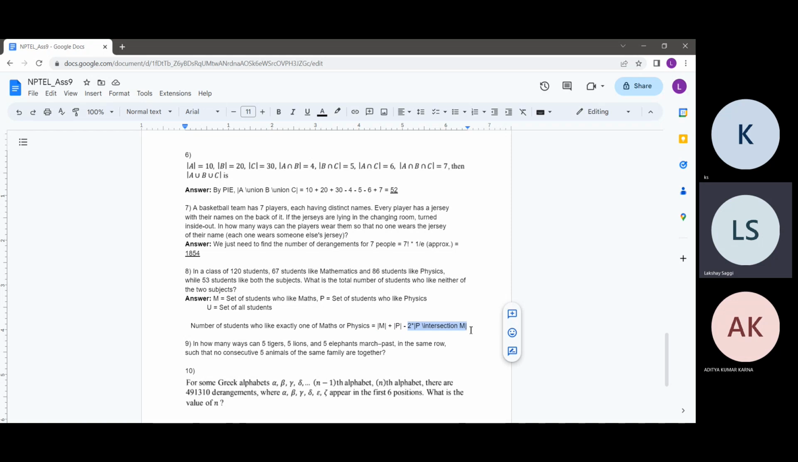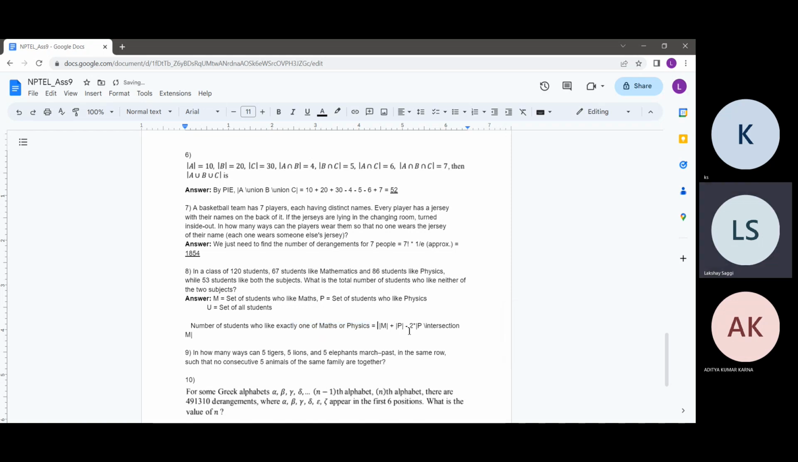You can see this using a Venn diagram also. Suppose there is a Venn diagram of sets M and P. The region which corresponds to exactly one of maths or physics will just be the region of M union P minus M intersection P. M union P will be given by M plus P minus M intersection P, and maybe I'll just write it down that way also, it is equal to M union P minus M intersection P, which will then be equal to this.